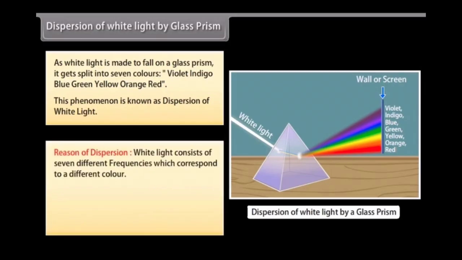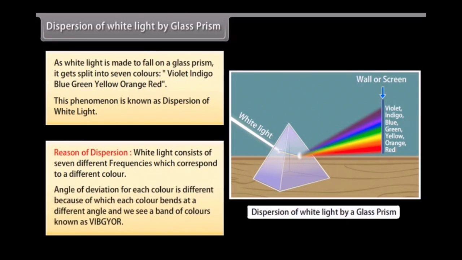Reason of dispersion. White light consists of 7 different frequencies, each corresponding to a different color. The angle of deviation for each color is different, because of which each color bends at a different angle and we see a band of colors known as VIBGYOR.